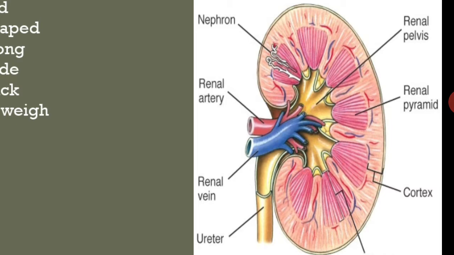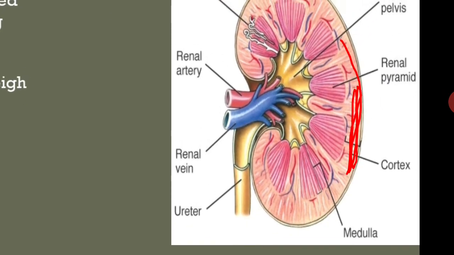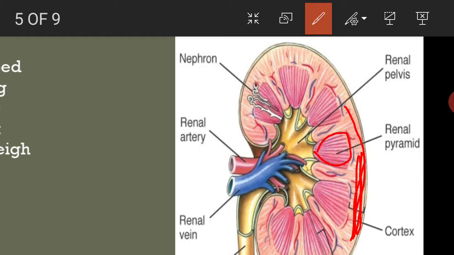The left kidney is a little higher than the right. The outer part of the kidney is called the cortex, and the inner part is called the medulla. There are renal pyramids, you can see these pyramid-like structures, and millions of nephrons are present. This is the structure of a nephron. Millions of nephrons are present in a kidney.